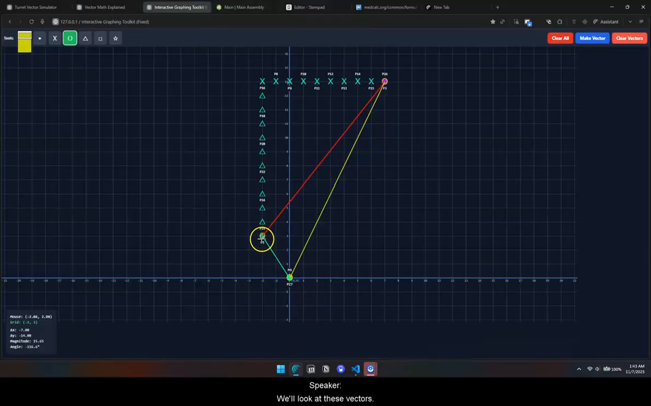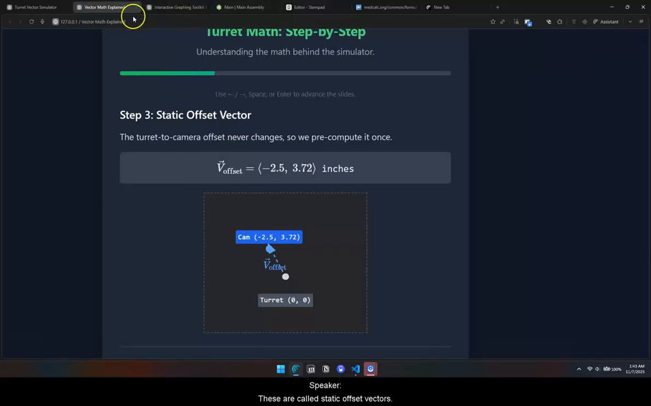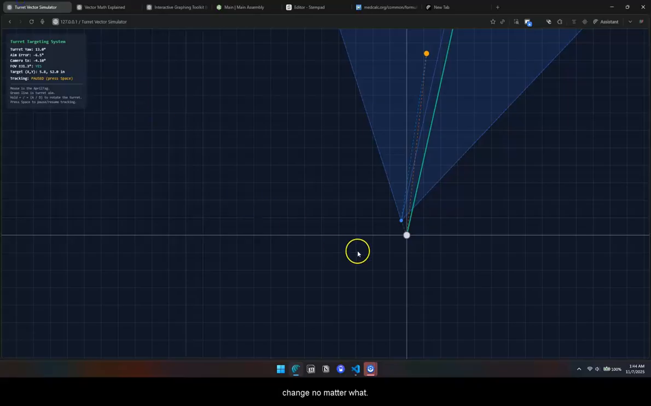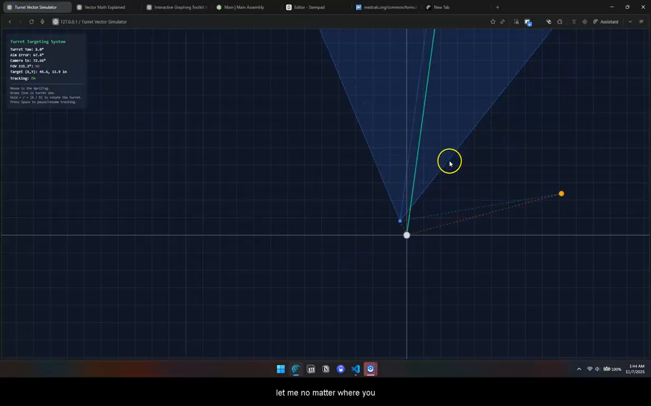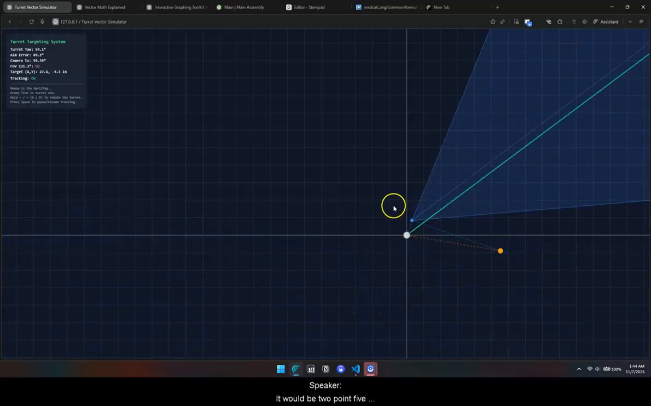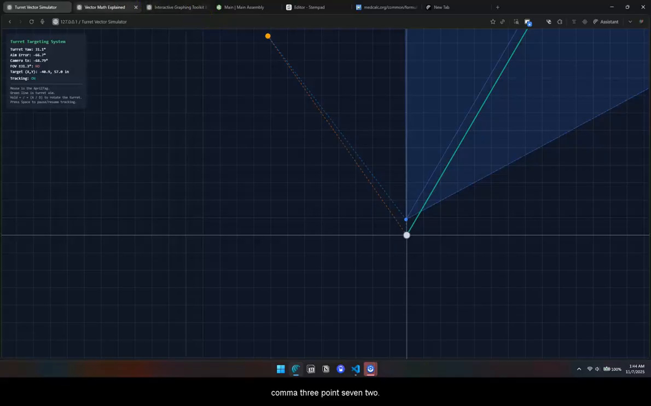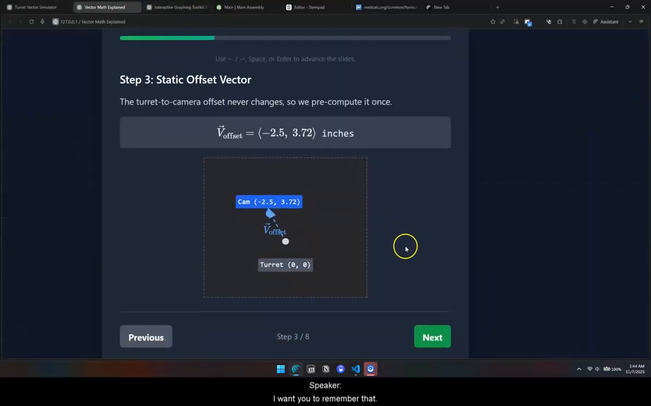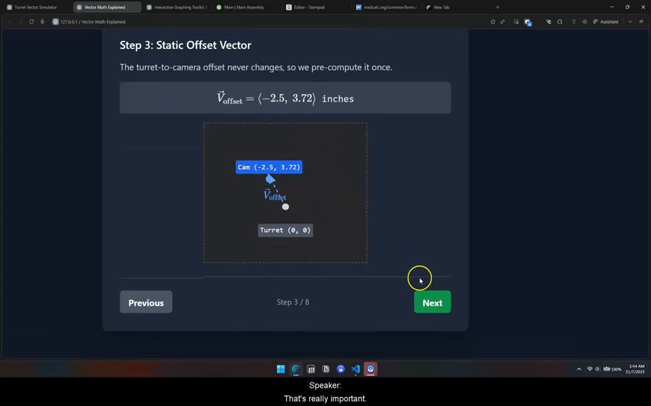We'll look at these vectors. These are called static offset vectors. The reason we call it static is because these are basically constants. This offset would never change no matter what. No matter where you go, that specific offset would never change. It would be 2.5, 3.72. I want you to remember that. Okay, that's really important. If it does change, then I'm sorry. You gotta do your math.